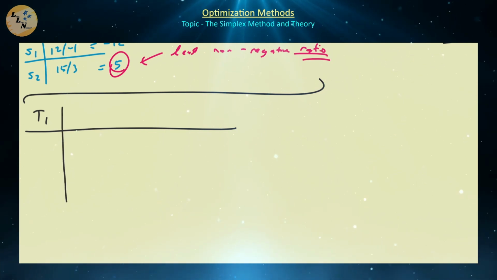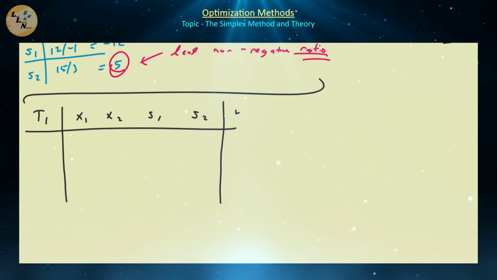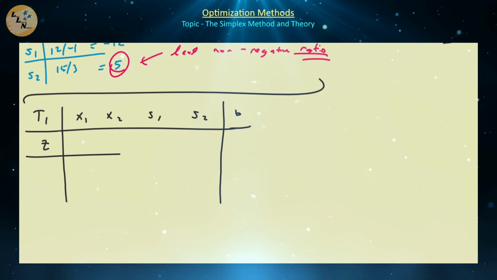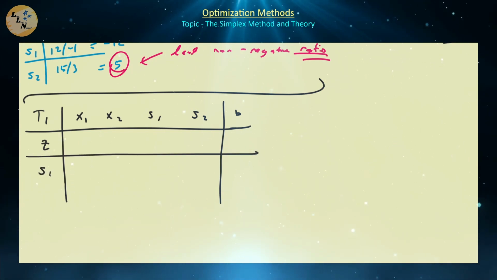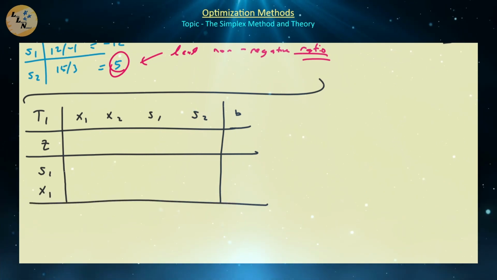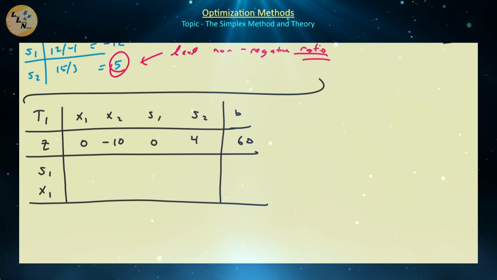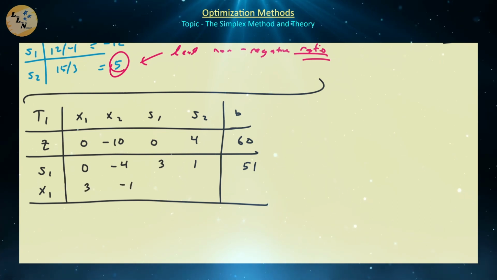t1. So again, t1 has the same base variables x1, x2, s1, s2, and of course we have our column b, and then we have our 0, and then our s1, and then our new basic variable x1. Okay, so of course z will come out to 0, minus 10, 0, 4, 60. Keep in mind that number will always be better than it used to be, provided you choose these particular directions. And then 0, minus 4, 3, 1, 51. And lastly 3, minus 1, 0, 1, and 15.